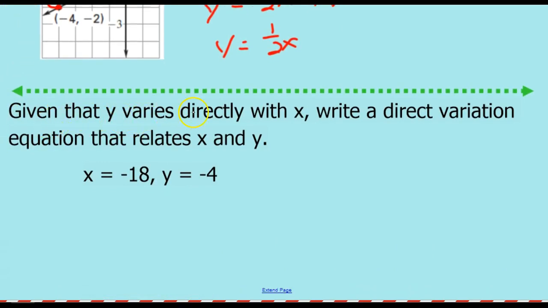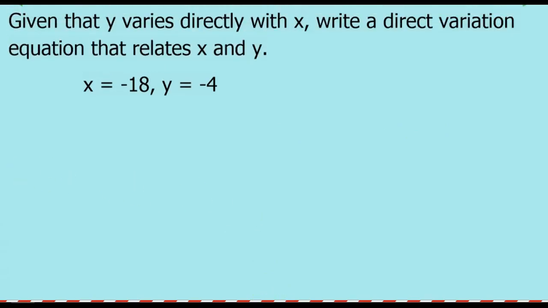Alright, so it says, given that y varies directly with x, write a direct variation equation that relates x and y. So I know that my direct variation equation is y equals mx. So what I know is that I have an x, which is negative 18, and a y that's negative 4. So instead of the y, I'm going to put negative 4 equals m, well, I don't know m, times negative 18.